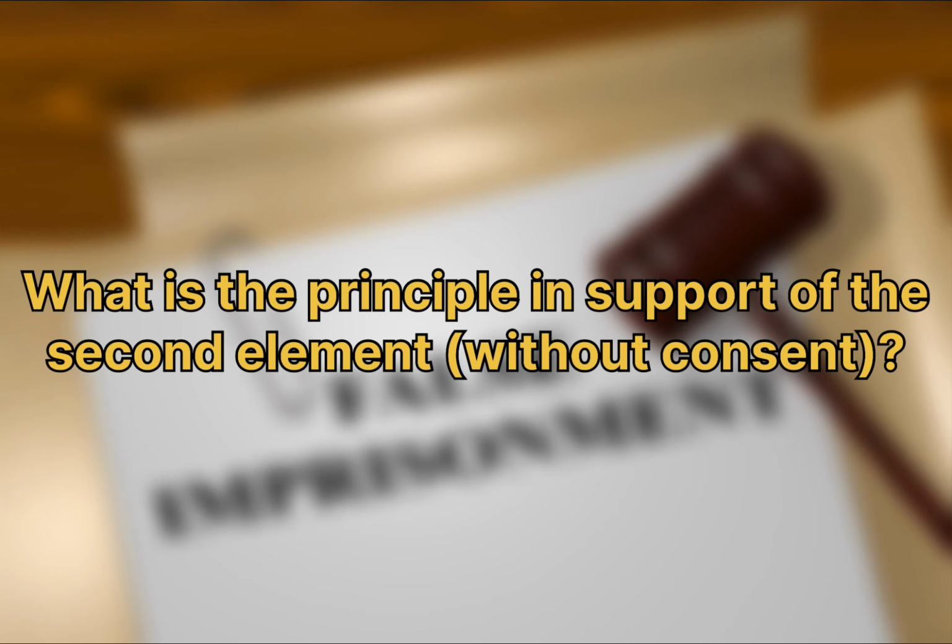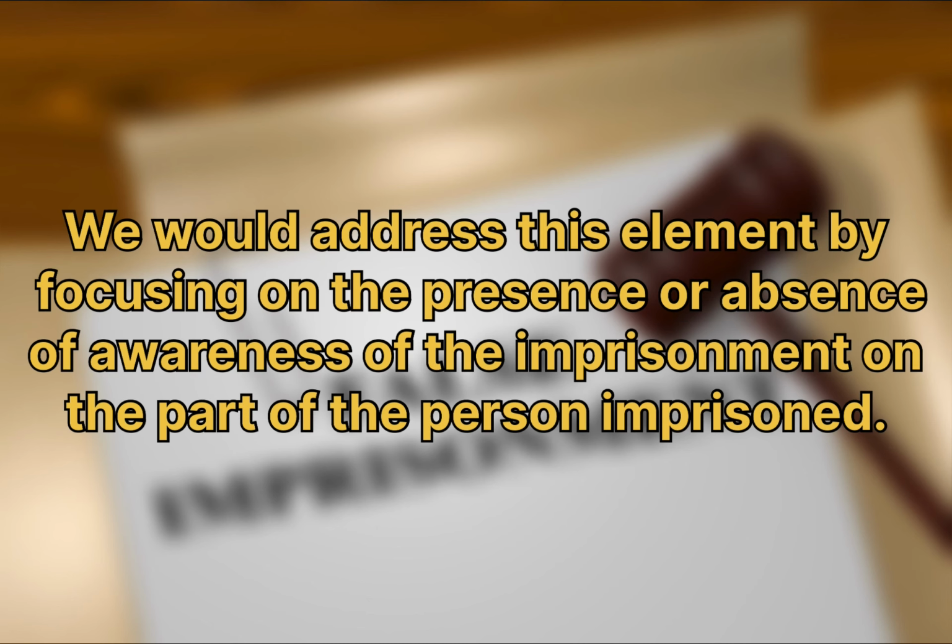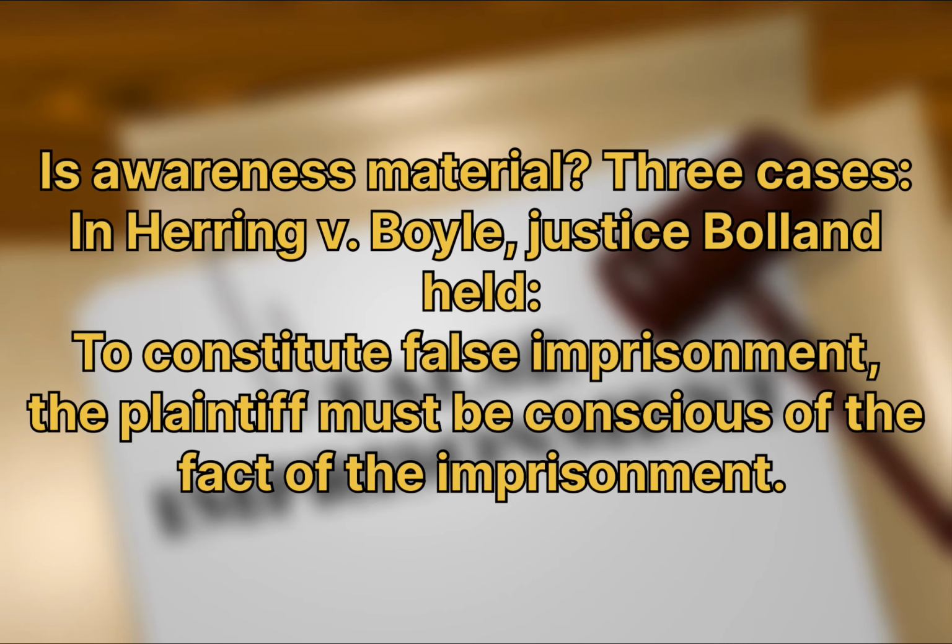Another question is, what is the principle in support of the second element, the element proving without consent? We would address this element by focusing on the presence or absence of awareness of the imprisonment on the part of the person imprisoned. So the question stands: is awareness material? Three cases demonstrate this. In Herring versus Boyle, Justice Boland held that to constitute false imprisonment, the plaintiff must be conscious of the fact of the imprisonment.